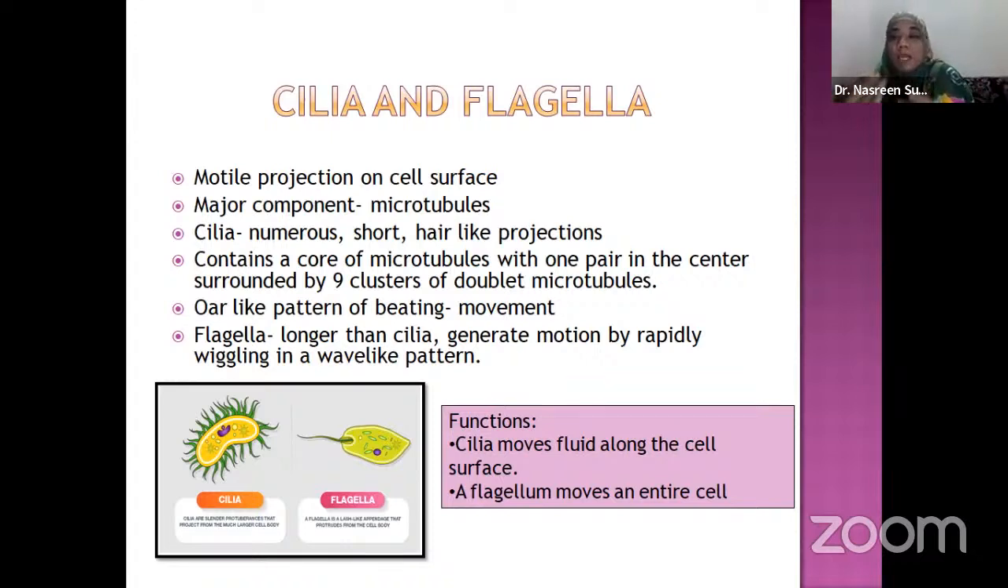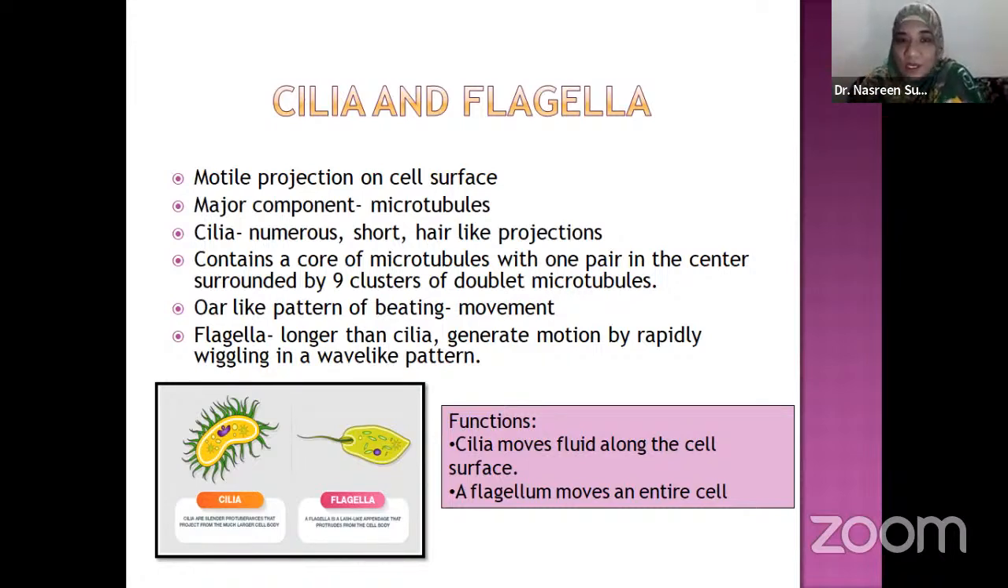Next, this cilia is going to give you an oar-like pattern of beating. Oar-like pattern means, like the people in Kerala who use this in Onam, and they show it in the movies also. They move the water with an oar and then move forward. What they are doing is pushing the water backward. In the same way, here cilia will be moving the fluid backward, and the organism will be moving forward. So here you will find an oar-like pattern of beating.